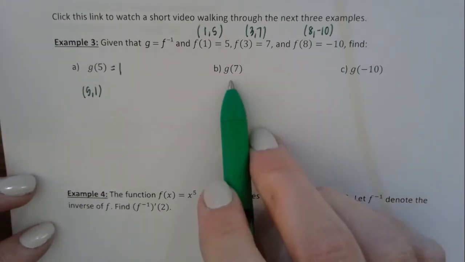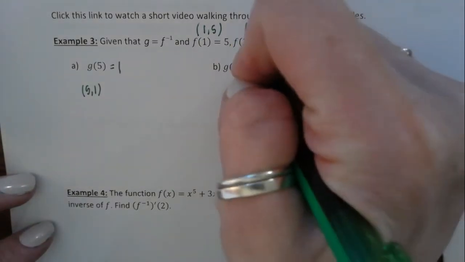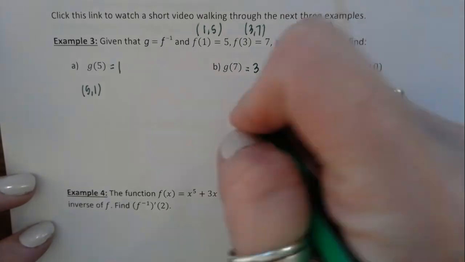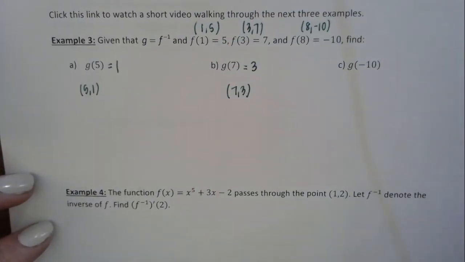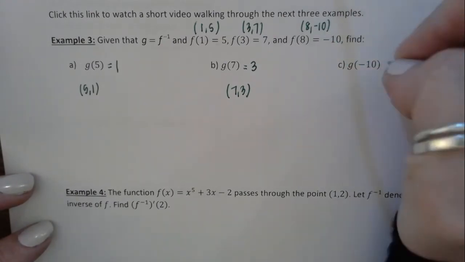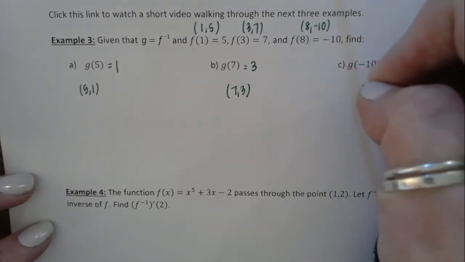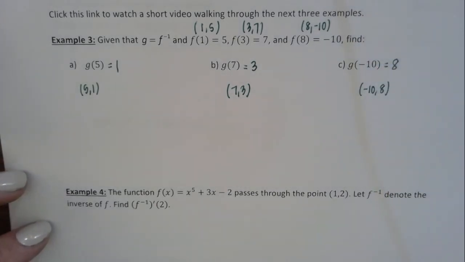Same idea with G of 7. If we know that F of 3 is equal to 7, so the point (3, 7) is on the graph of F, then the point (7, 3) must be on the graph of G. And same with G of negative 10. If the point (8, negative 10) is on the graph of F, then the point (negative 10, 8) would have to be on the graph of the inverse of F, or on the graph of G.